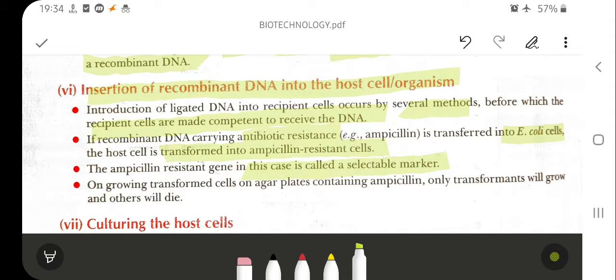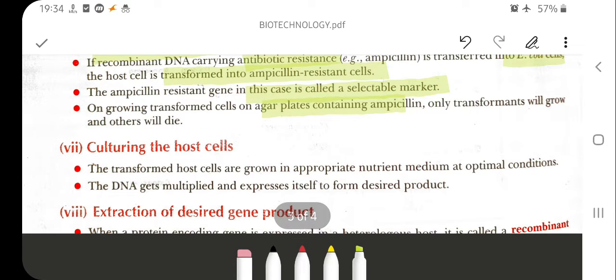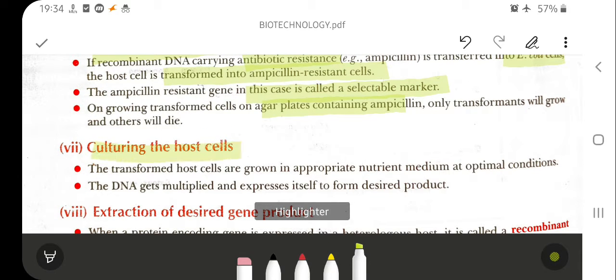On growing the transformed cells on an agar plate containing ampicillin, only the transformants will grow and the others will die. So, the culturing of the host cell now. The transformed host cells, in which there is a recombinant DNA, grow in the appropriate nutrient medium at the optimal condition. DNA gets multiplied and expresses itself to form the desired products.